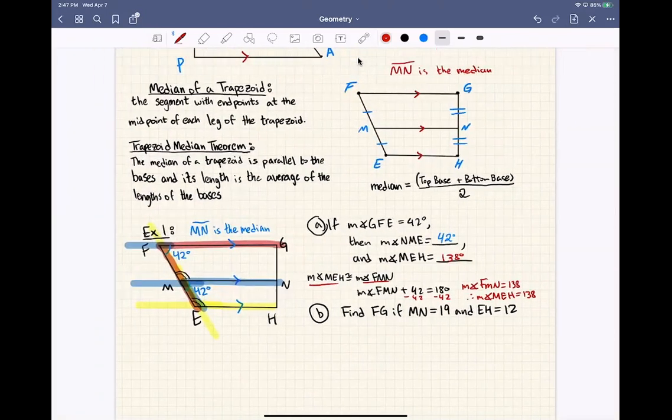And that's just using a lot of information from parallel lines. Okay, so let's get rid of some of this stuff.